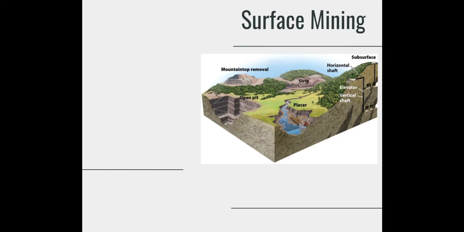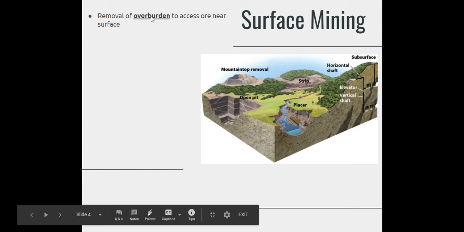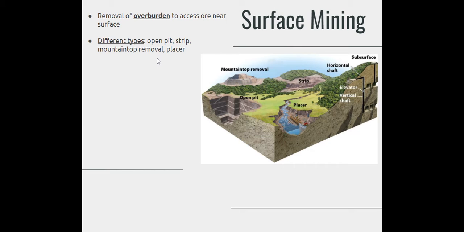Now, there are two different major types of mining. One is surface mining. In surface mining, we remove the overburden to access the ore underneath. There are different types, like the open pit, where you go deeper and deeper and deeper. You can see one of those over by Irwindale Speedway. Strip mining is basically where you remove a layer and then go remove more and more and more. Mountaintop removal is basically where a lot of that is in Appalachia, where you completely destroy the mountain. And placer mining would be along a river or a stream.